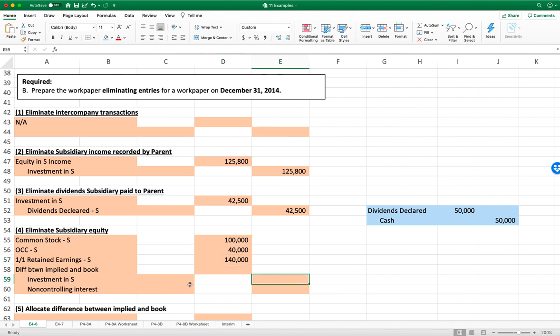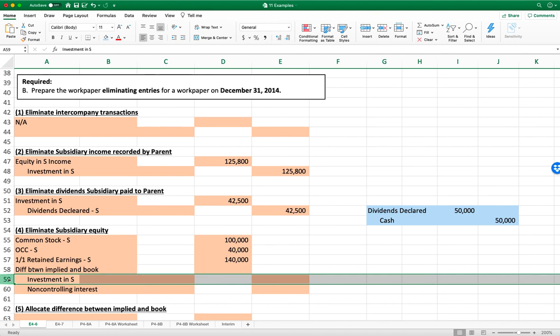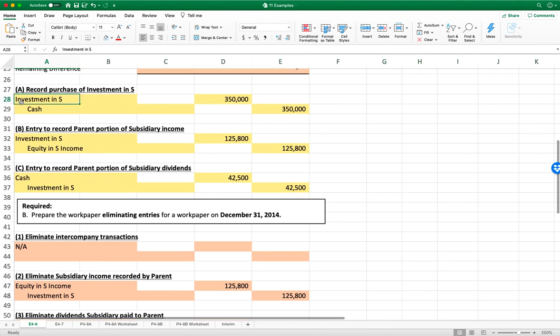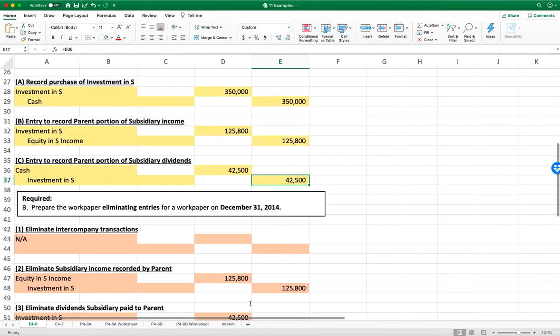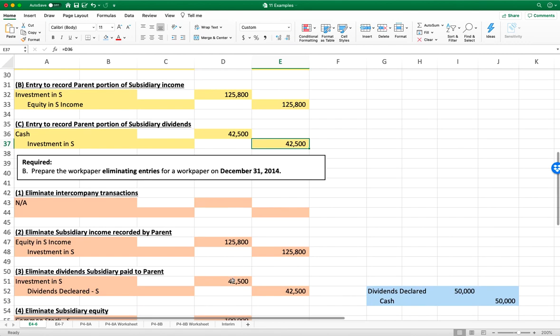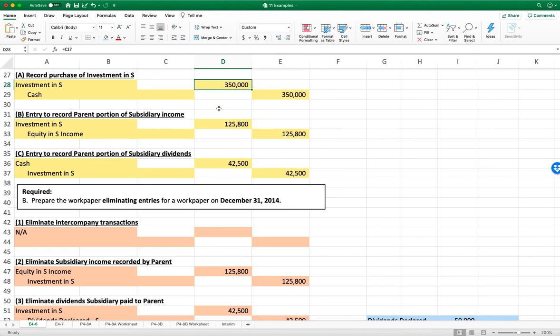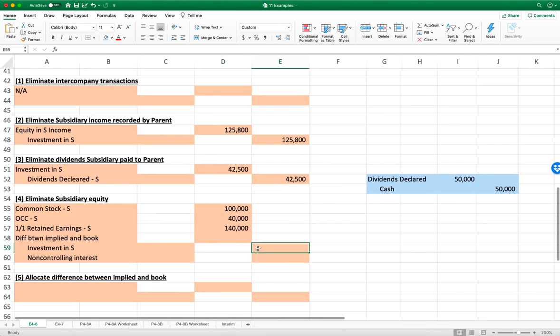All right, now investment in S. We know investment in S did change, right? Because we initially recorded it for $350,000, which is what's on our computation and allocation of differences schedule. But then we increased it by $125,800 and we decreased it by $42,500. However, we already eliminated this difference, right? So we already undid our increase and we already undid our decrease. So after doing that, what's left? Just our initial balance.